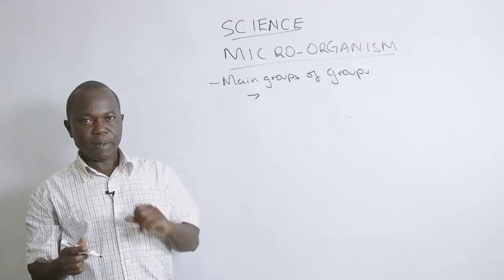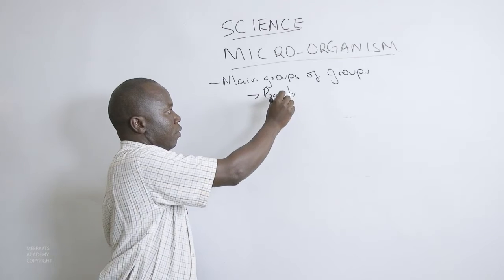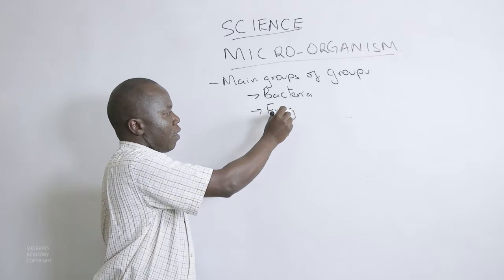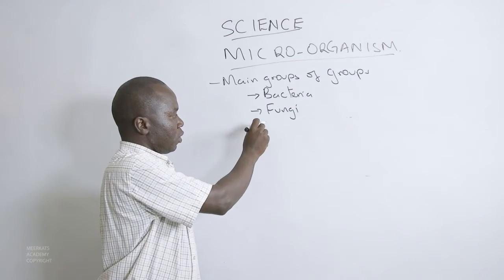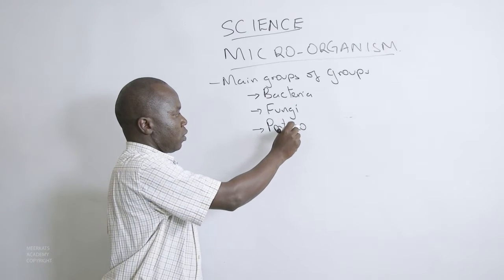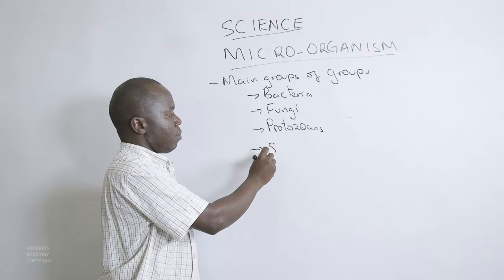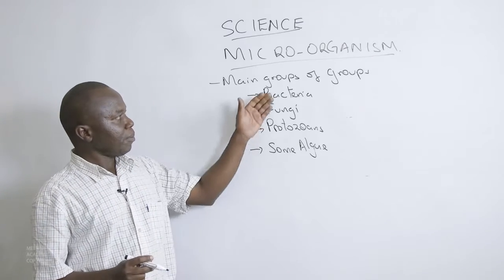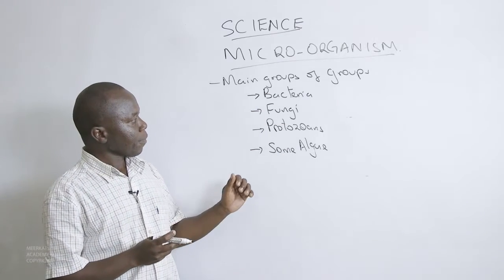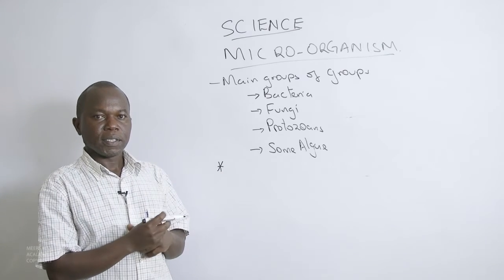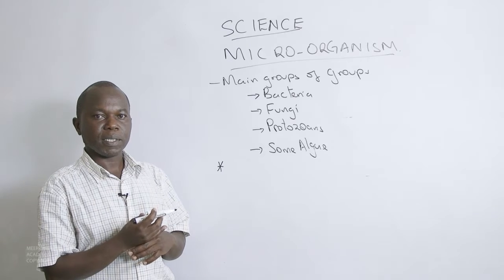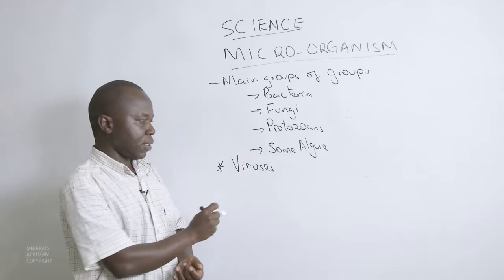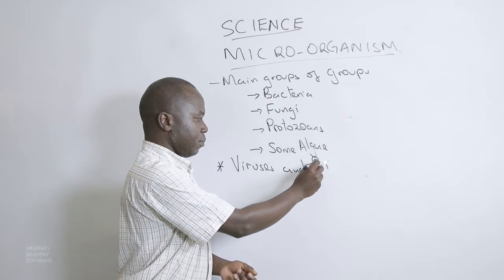include bacteria, fungi, protozoans, and some algae, not all algae. These are the major groups of microbes. But we also have another group that can be classified as microorganisms, but there is a controversy. We have viruses and another group called prions.